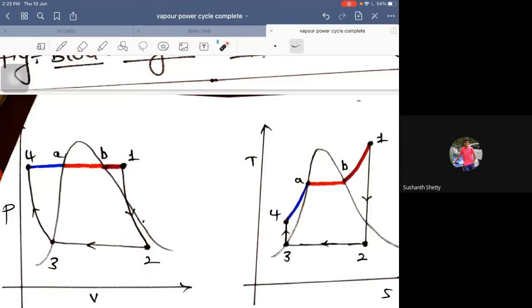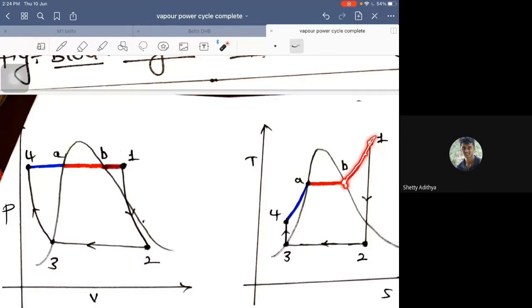Understood? Now, in the same way, once at state B, where it has reached the saturated vapor line, it is now 100% vapor. The entire liquid has been converted into 100% vapor. From now on, if you heat it up, what happens? Its temperature will keep on rising, to reach a superheated state.